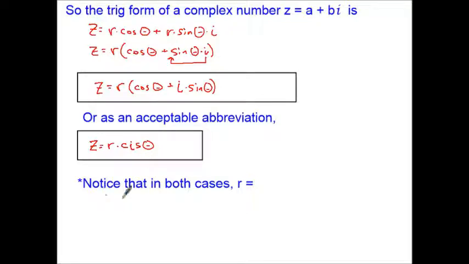Okay, notice in both cases though that r, remember a second ago what we did, going back to our standard form, r is simply, again, the Pythagorean theorem: a squared plus b squared. So that's what the r is, and let's run with that.